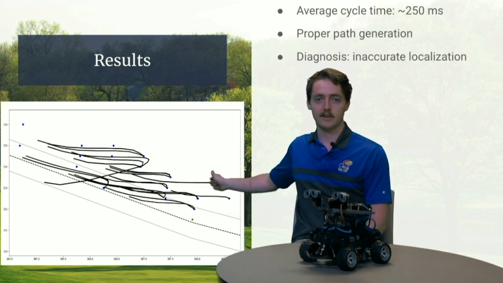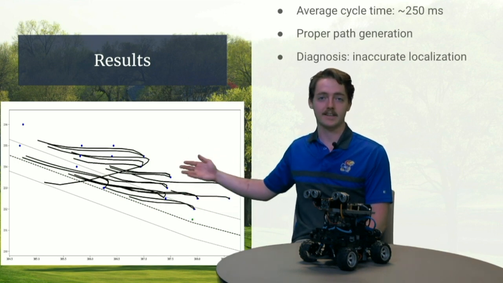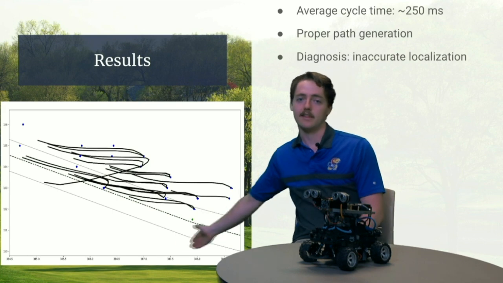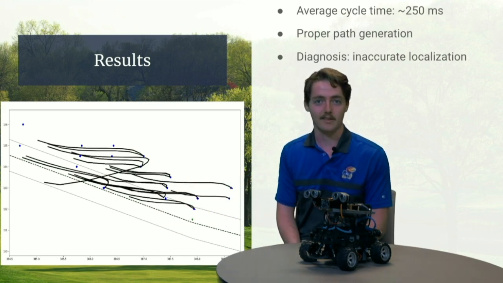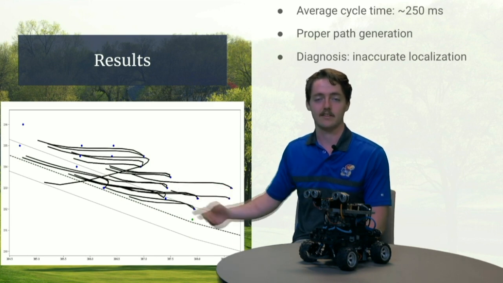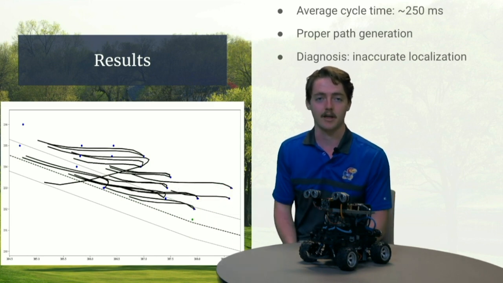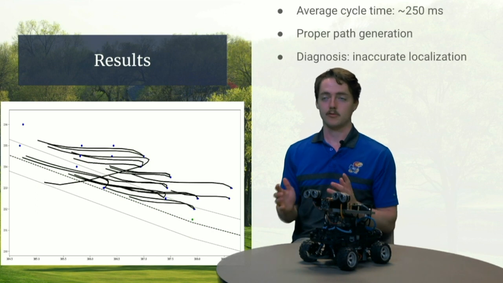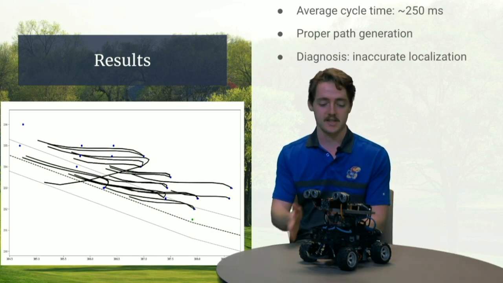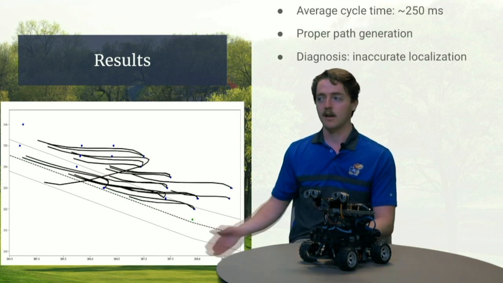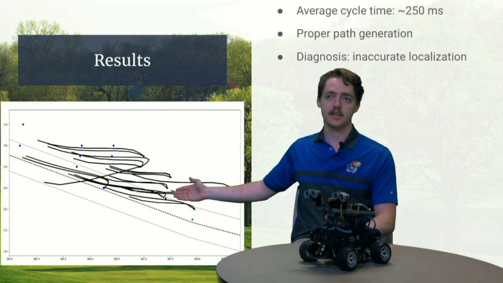This is a more detailed view of what happened during the demo. These blue dots here, that's where CADD-E thought it was. This line is the cart path. And these black lines here are the paths generated by the path planner. So the problem here is pretty obvious. CADD-E thinks that it's off of the cart path, which is an issue because it was on the cart path the entire time. And the path planner actually generated proper paths.